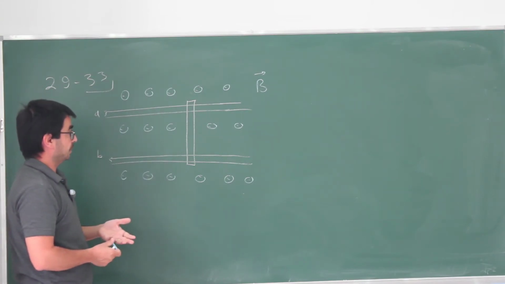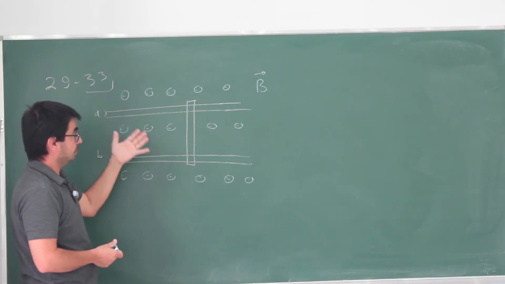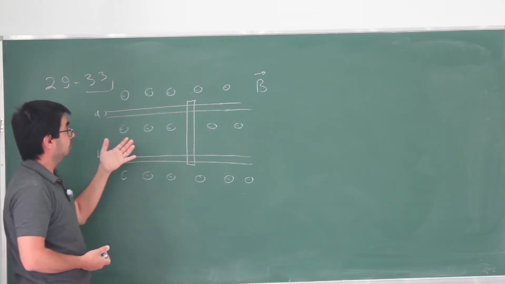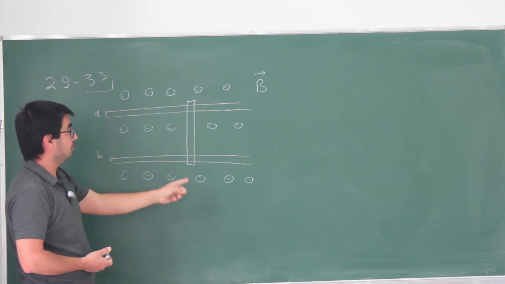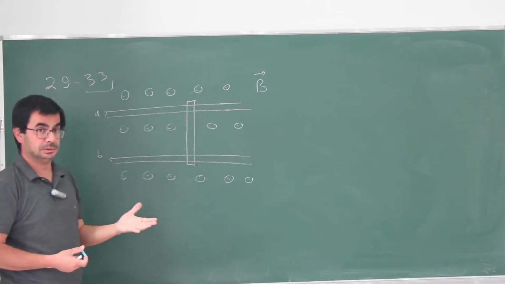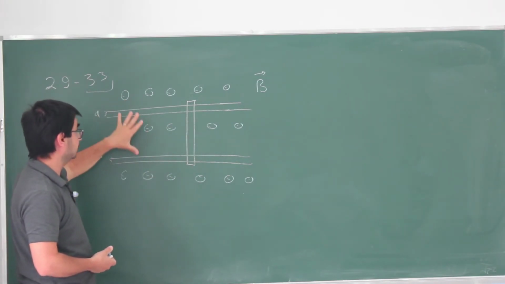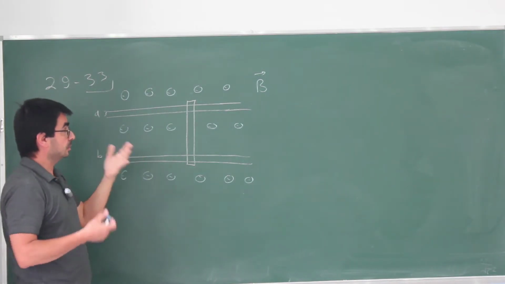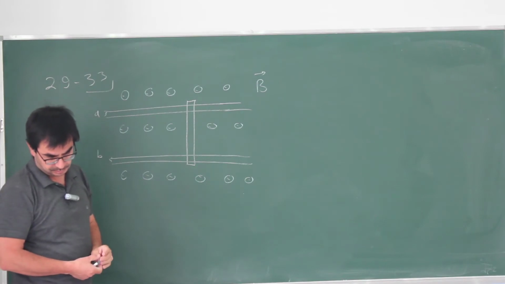Even though there's a magnetic field present, if we give this a push, it's going to move freely because there's going to be no force acting on it. For this magnetic field to cause a force, you need to have a current, and to have a current, you need to complete the circuit. Here, these are disconnected for part A, so there is no circuit and there is no current passing through this rod, so there is no force, and it's just going to move with constant velocity.